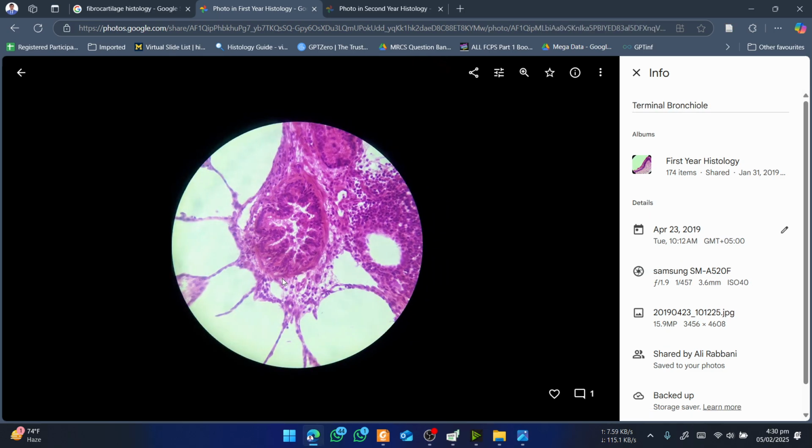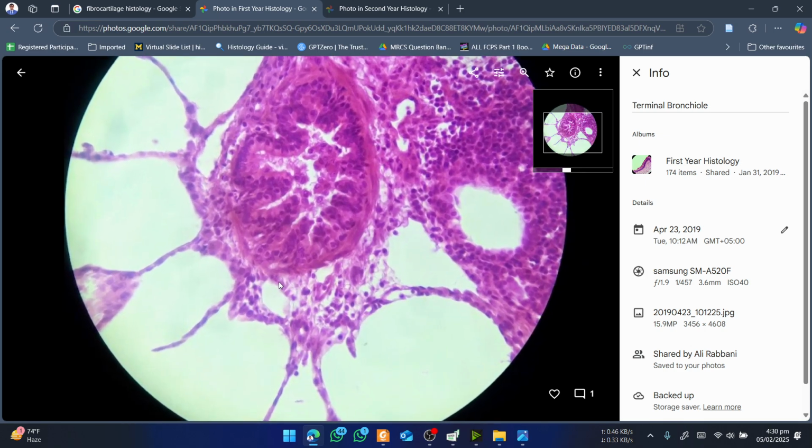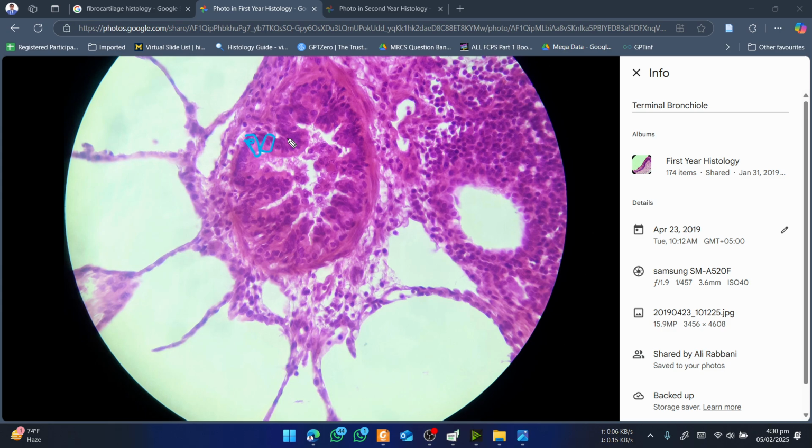These are bronchioles, terminal bronchioles. You can see the epithelium has become almost cuboidal or low columnar. So this is a cell that is present. This is low columnar or even cuboidal epithelial cells.